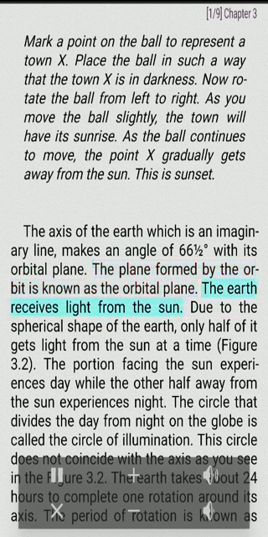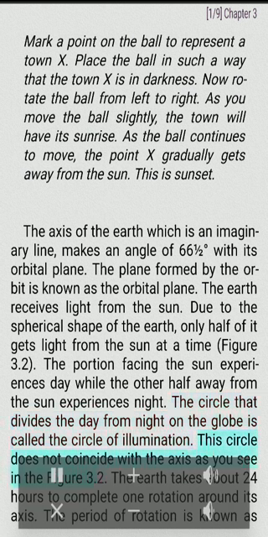The Earth receives light from the Sun. Due to the spherical shape of the Earth, only half of it gets light from the Sun at a time. Figure 3.2. The portion facing the Sun experiences day while the other half away from the Sun experiences night. The circle that divides the day from night on the globe is called the circle of illumination.